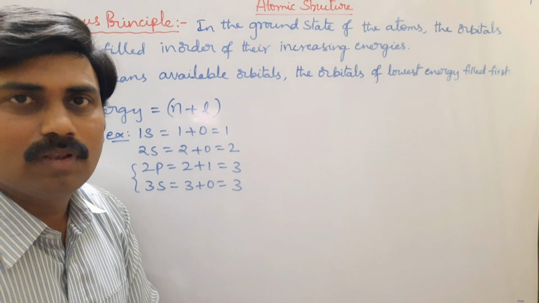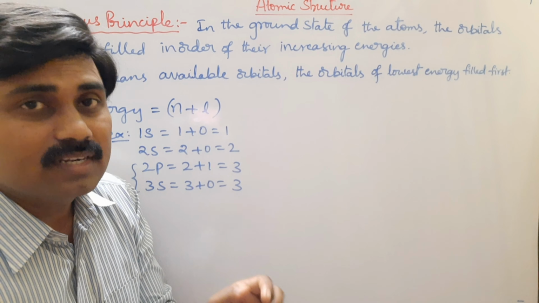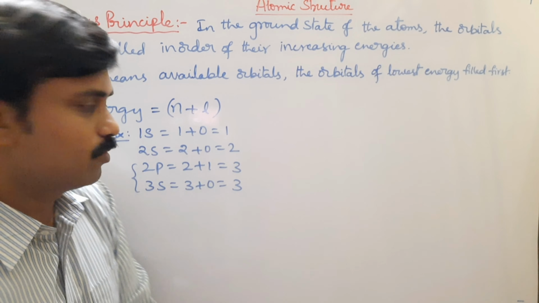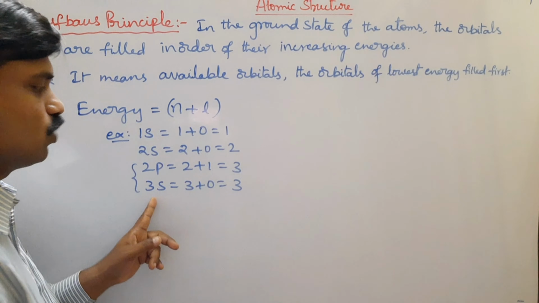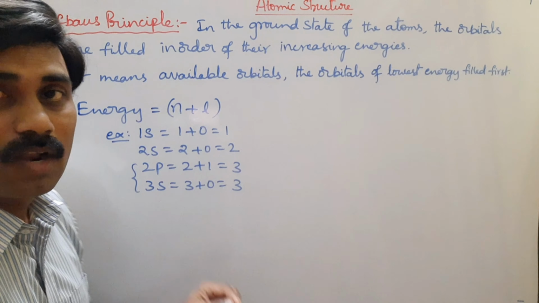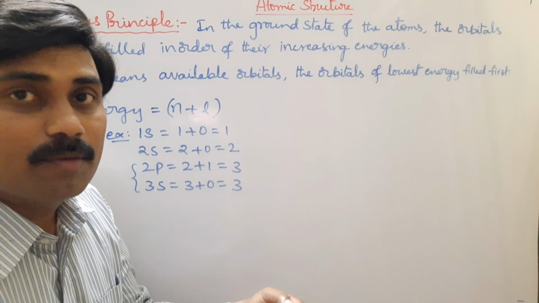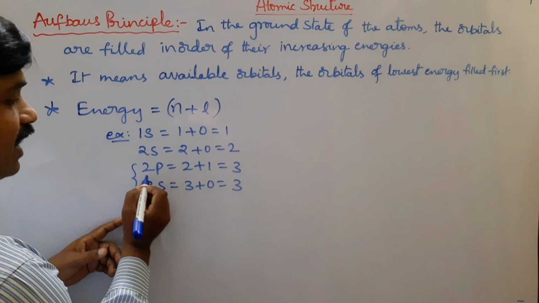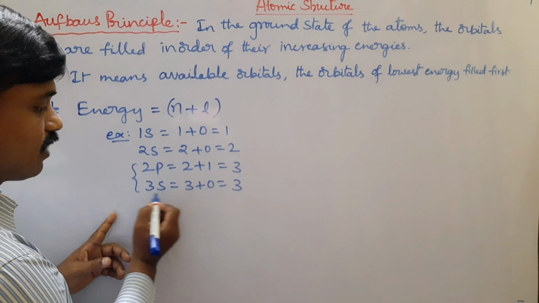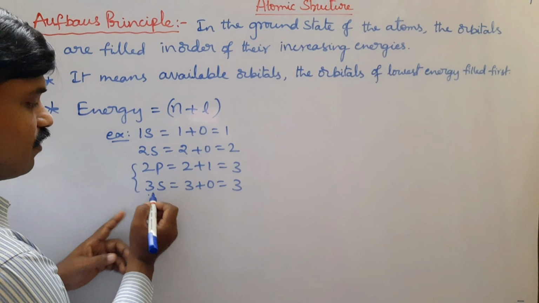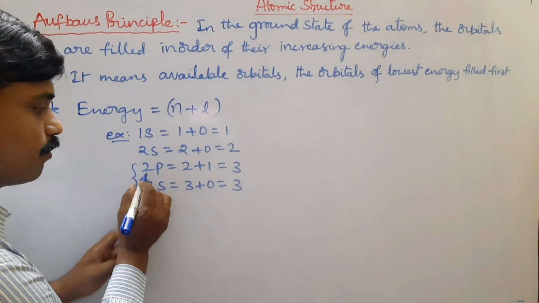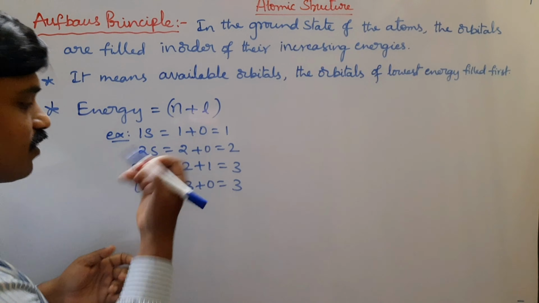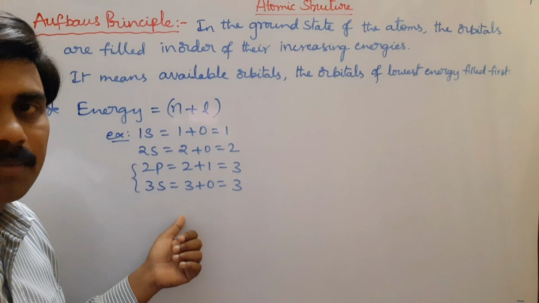If the n plus L value is the same, electrons enter the orbital with the lower n value. Suppose the n plus L value is the same for these two orbitals, 2p and 3s. Electrons enter the orbital with the lower principal quantum number. The 2p orbital n value is 2, the 3s orbital n value is 3. Which is the lower? 2. That's why electrons first enter the 2p orbital, and after that they enter the 3s orbital.